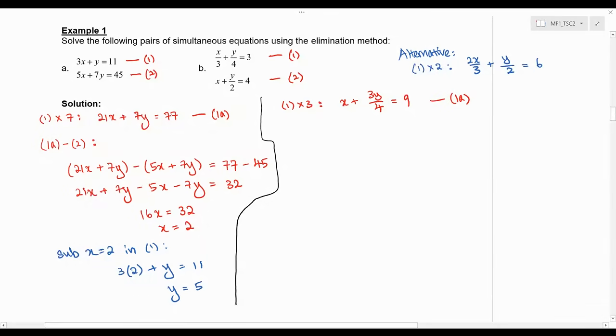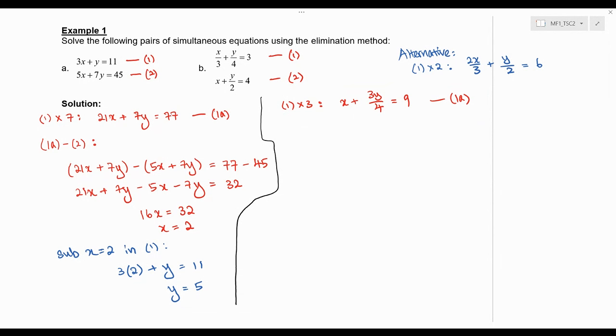Now the multiply by 3 version, when I multiply by 3, I can take this equation and eliminate x, right? This one allows me to eliminate x because now I have x and x in both equations.